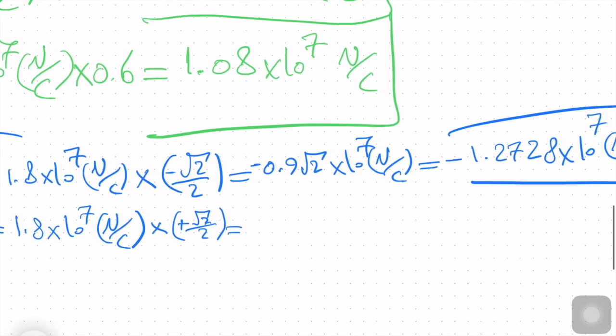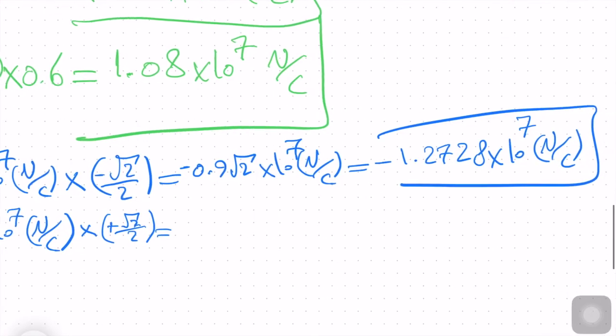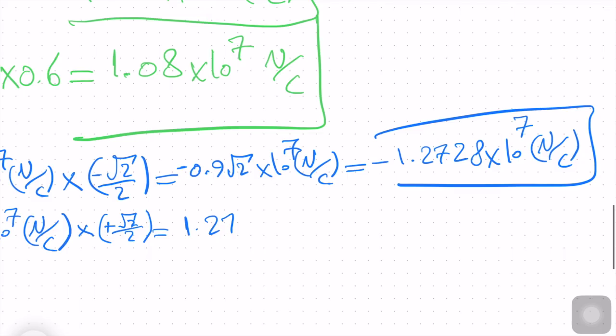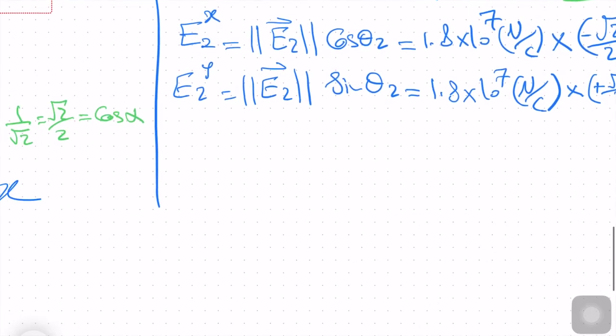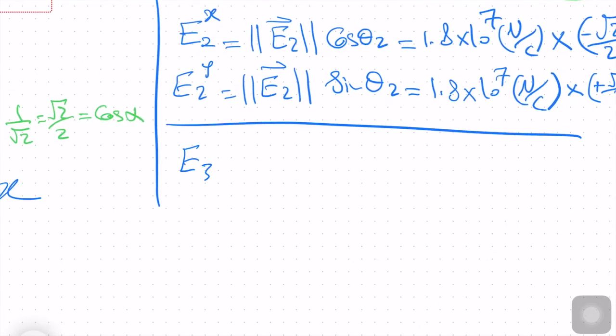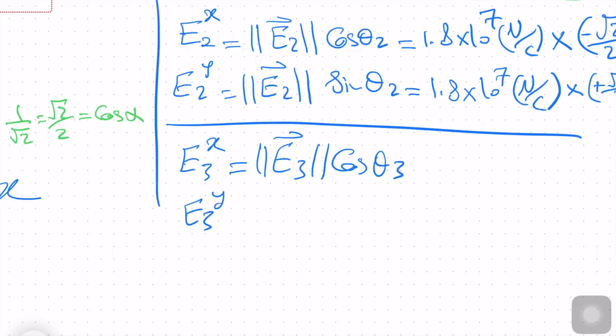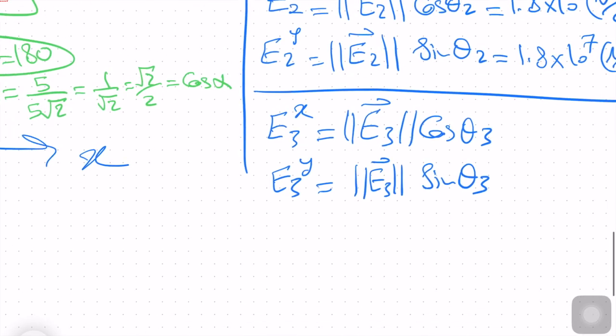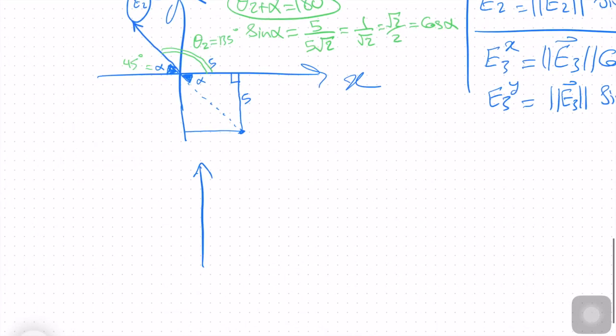Okay, then that means that I get exactly the same answer as here, except the sign is flipped. So it's plus 1.2728 times 10 to 7 Newton per Coulomb. Okay, we're done with that. Now let's think about E3x. In a similar way, I'm going to define theta 3 now. I just have to redraw this real quick for you. That's x, that's y. The charge that caused E3 was sitting there, so E3 is really pointing in this direction.